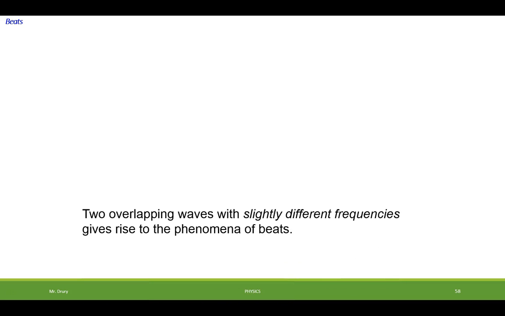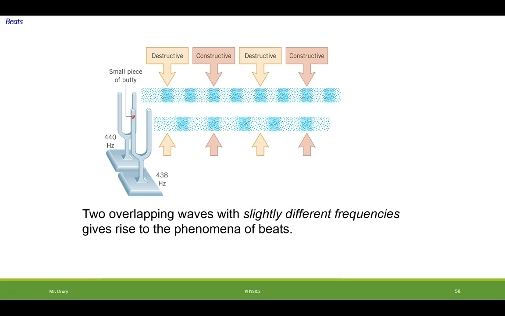Two overlapping waves with slightly different frequencies give rise to the phenomenon of beats. All right, so here you have two tuning forks, and they're off by 2 hertz. The reason they're off by 2 hertz is they put a little piece of putty on one, so it changed the frequency of it ever so slightly. So they end up reinforcing each other, but in a very interesting fashion, which you'll see in the next slide.